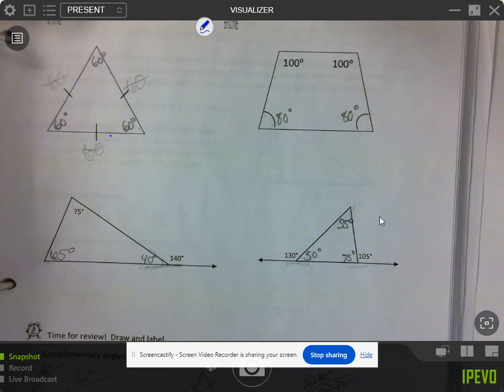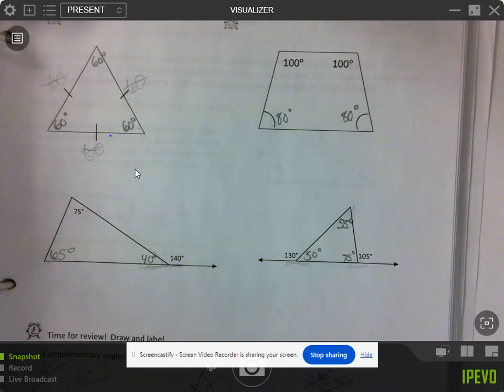Good questions. Any other questions? It's always going to matter, the placement of the angles, unless they're all the exact same angles.